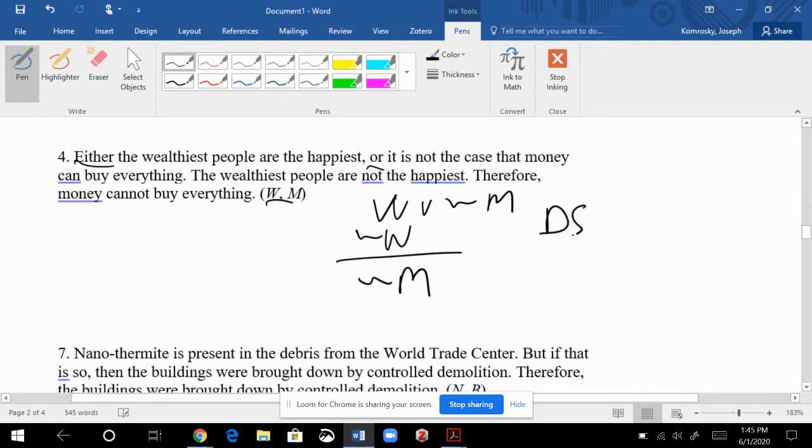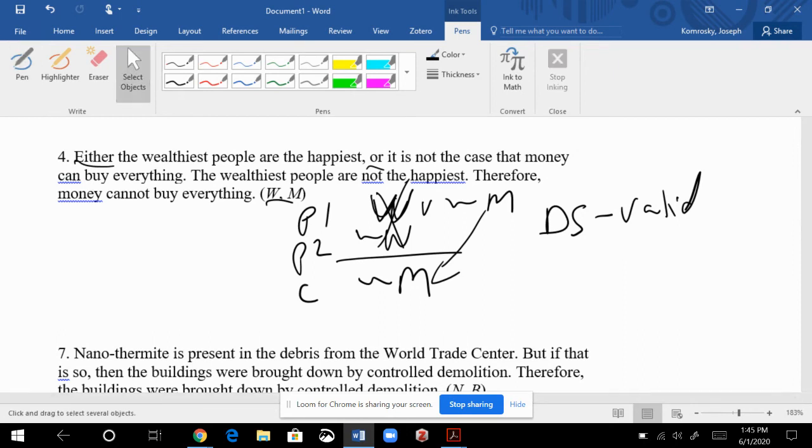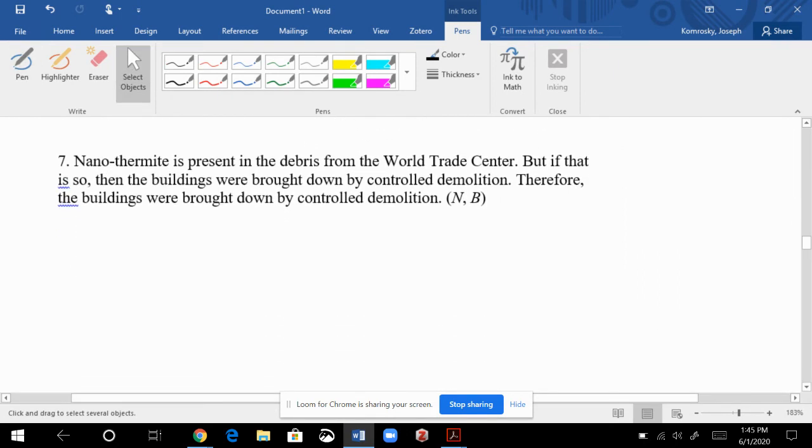So this one is disjunctive syllogism, valid. What am I doing? Premise 1, premise 2, conclusion. I have a W, and in premise 2, I'm denying that W, so these cross out. Therefore, I bring him down. Done. Easy, right? You have 2 choices. You negate one, you have the other. Let's do 7.